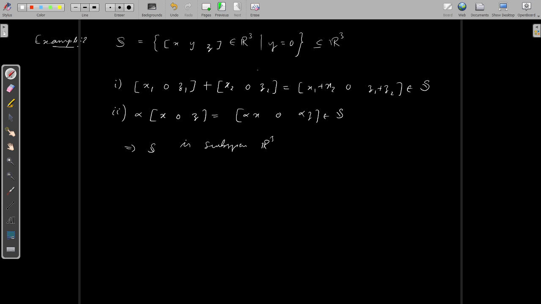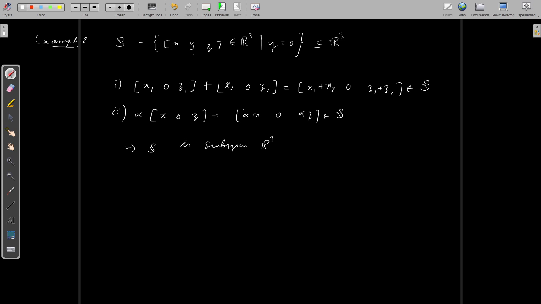So the easiest way to prove that a set is a vector space is to take it as a subset of another vector space and prove that it is a subspace. Then you can say that that collection is a vector space. So that is the easiest way to prove that a set is a vector space.